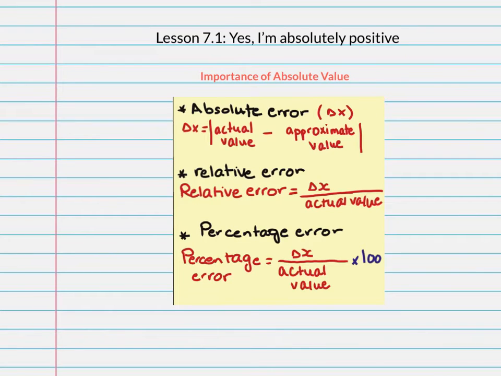How to find the absolute error? Absolute error, symbolized by delta x, is equal to the absolute value of the actual value or the exact value minus the approximate value or the estimated one. Relative error is delta x divided by the actual value. Percentage error is the same as relative error, but it has to be multiplied by 100 to become a percent.